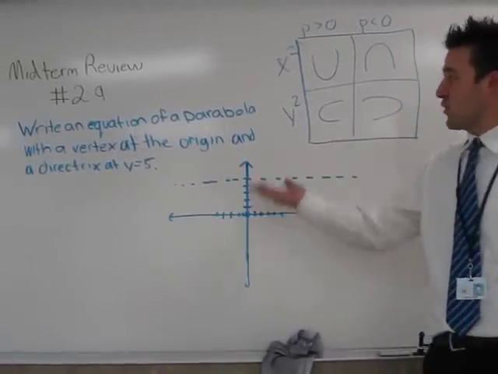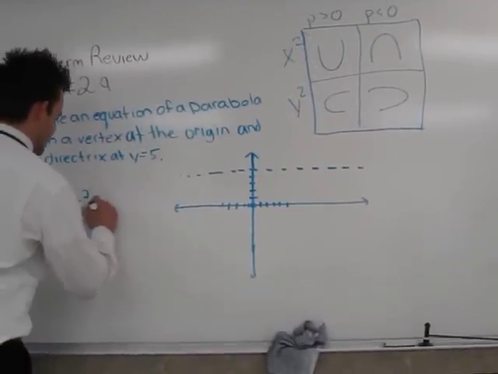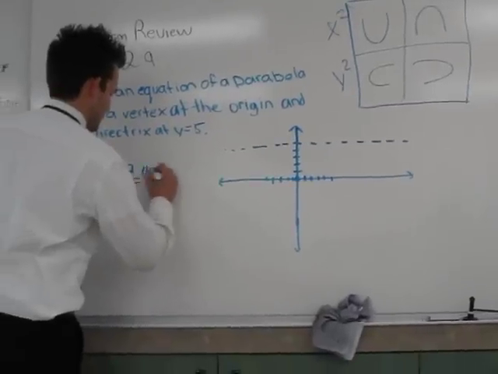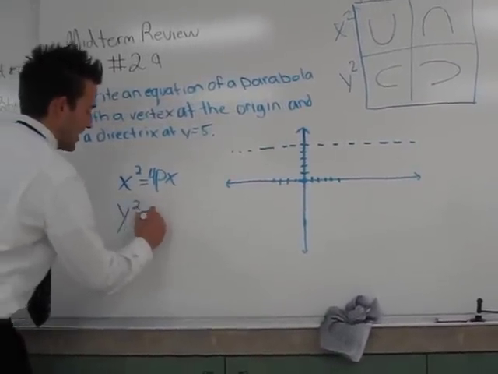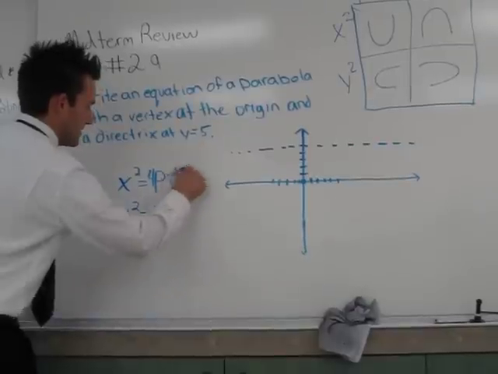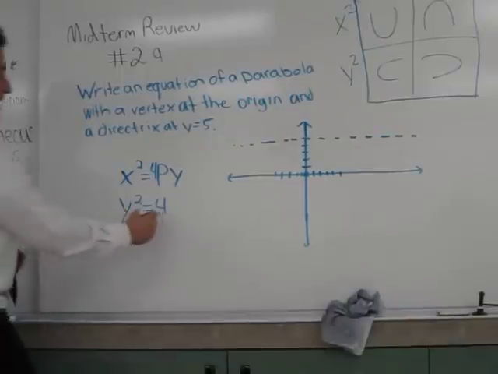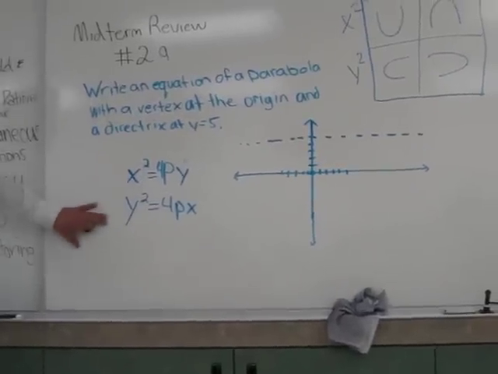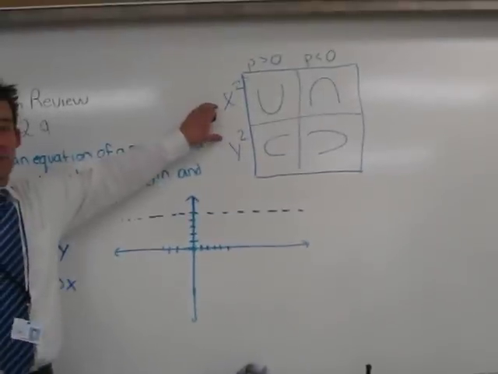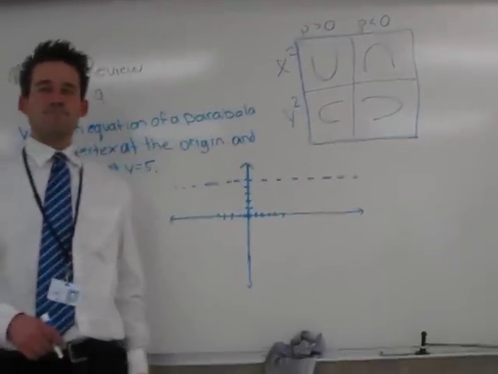Also, what does the equation of a parabola look like? Is it going to be x squared equals 4py, or x squared equals 4px? Or y squared equals 4px. Which one of these will it be? This little chart up here may help you. Good luck.